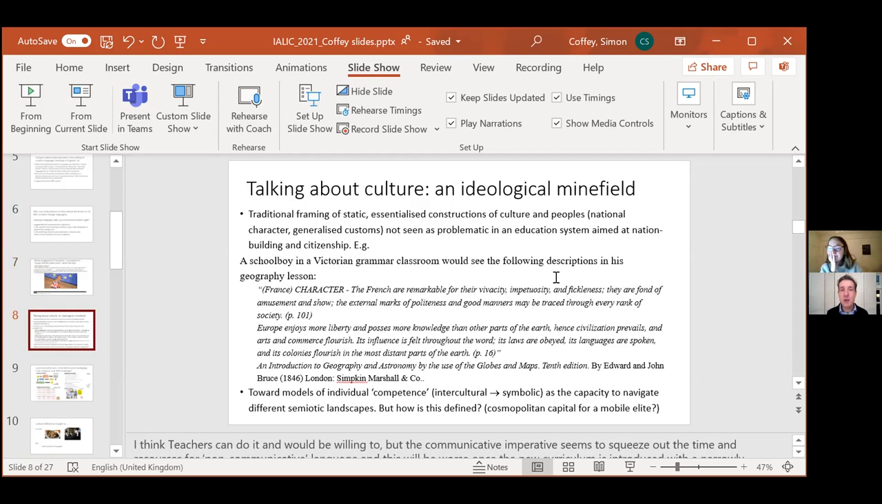My view is that talking about culture, I call it an ideological minefield. One of the reasons I think is that it's become such a sensitive issue that in a way teachers shy away from it.